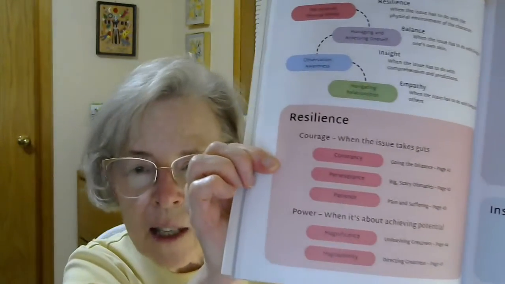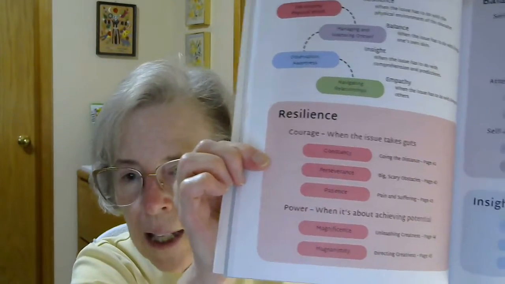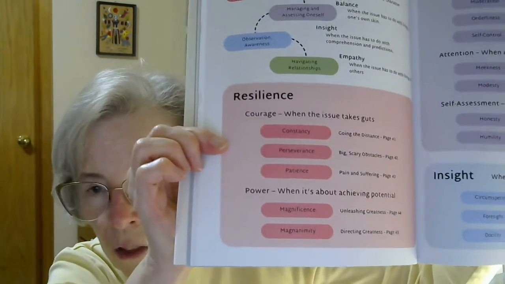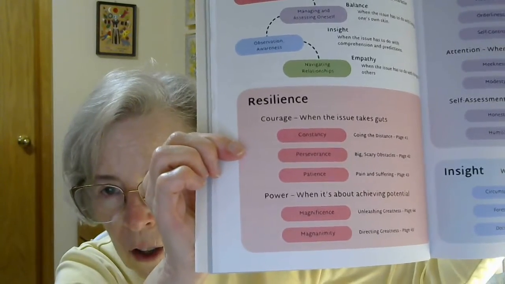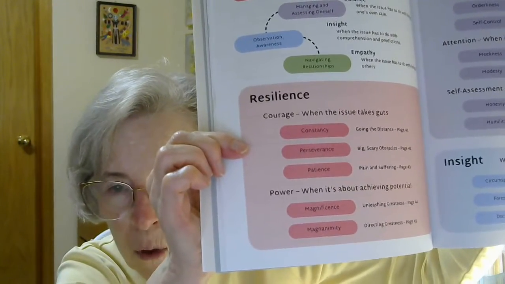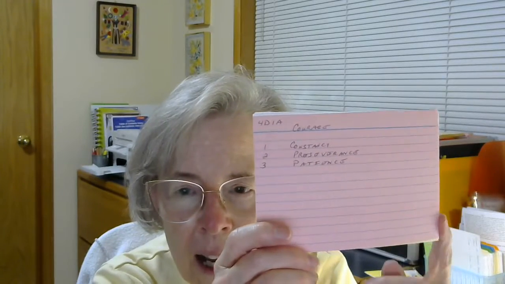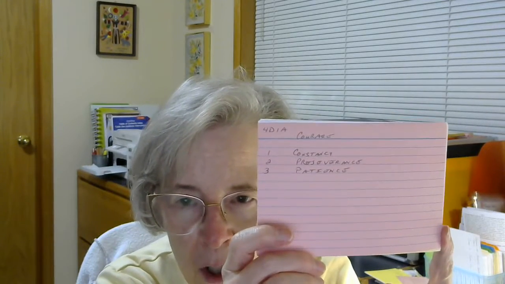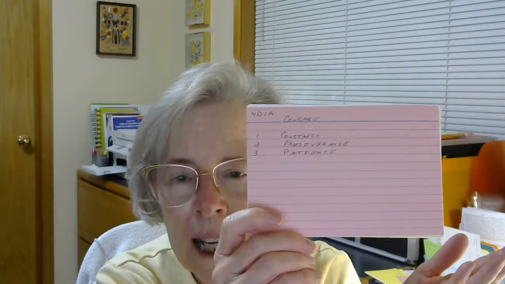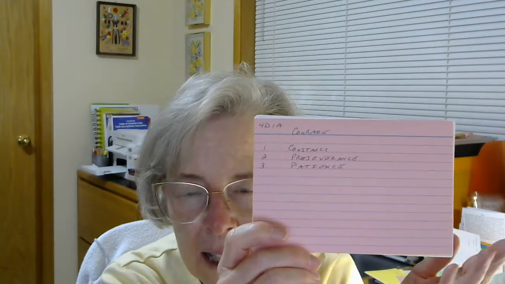And one of the things that we're going to pick up with right away is that, wait a minute, there are 3 character traits under courage: constancy, perseverance, and patience. No surprise then, we have a directory card with exactly those 3 available on it: constancy, perseverance, and patience. So we're going to take the first one, constancy.